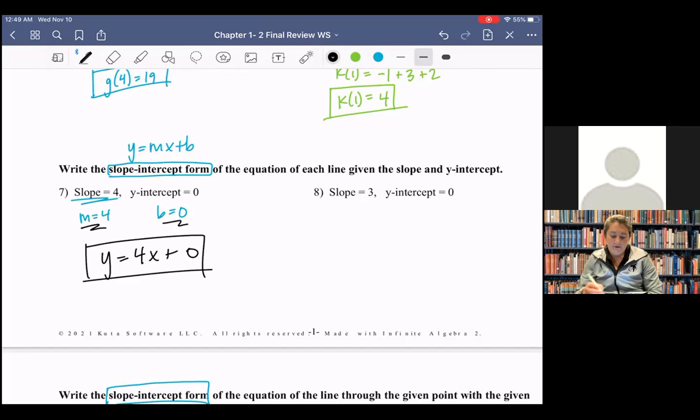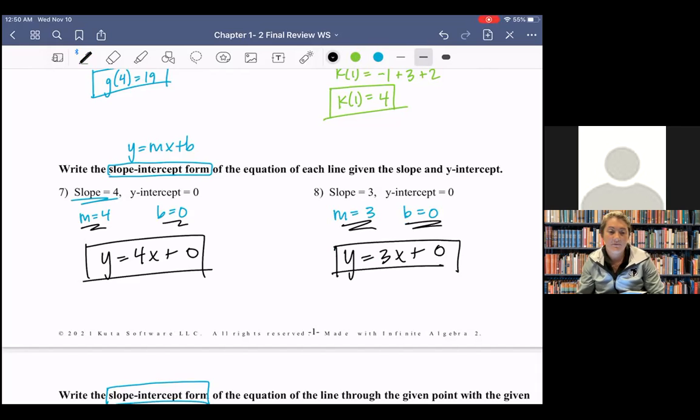That's it. Next one. Slope equals 3, so m equals 3. Y-intercept, which is b, equals 0. Then my y equals mx plus b is y equals m, which is 3, x plus b, which is 0. Y equals 3x plus 0. The slope can be a fraction. The y-intercept can be any number, and it happened to be 0 both of these times. It's kind of lame, but that's all you're looking for, plugging in the slope and the y-intercept into the equation.